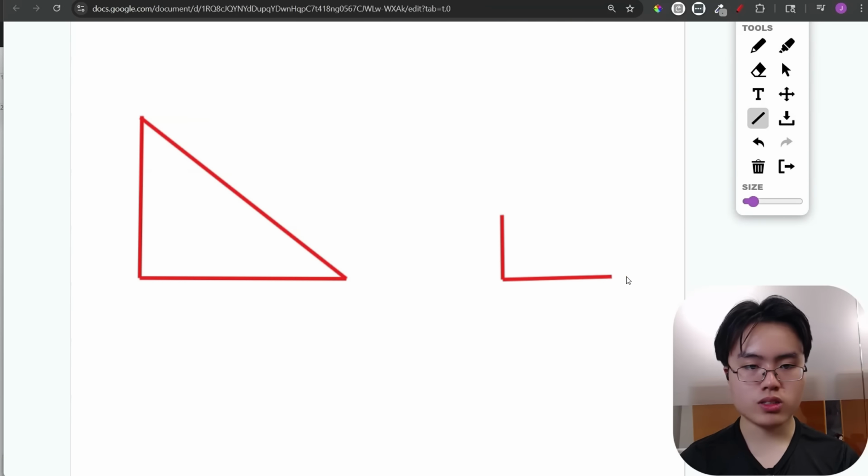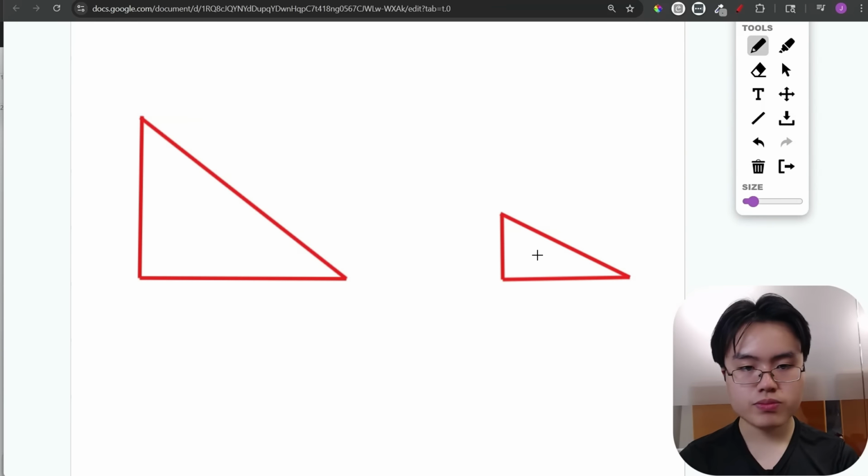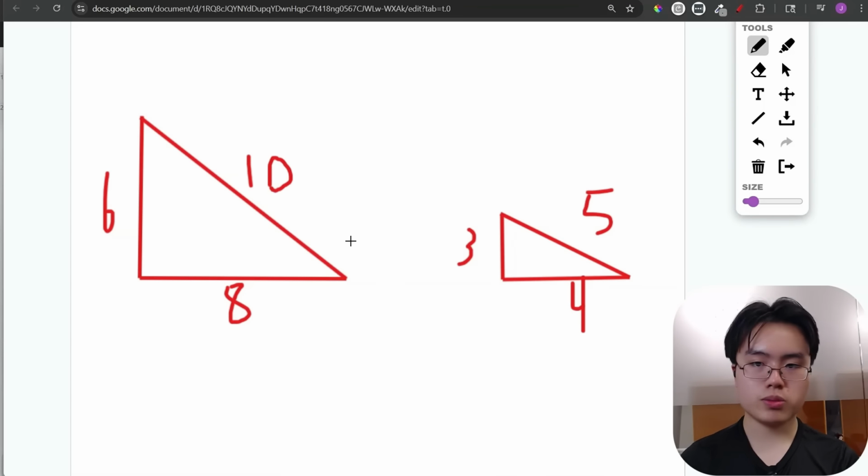If I said these triangles are similar, that would mean that they're the exact same, but one of them is just stretched out more, like bigger than the other one. For example, I'm just gonna draw similar shapes for you. I said the sides for this one are 3, 4, 5, and the sides for this one are 6, 8, 10, and these are similar shapes.